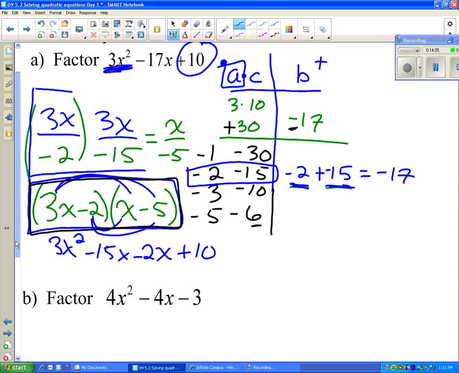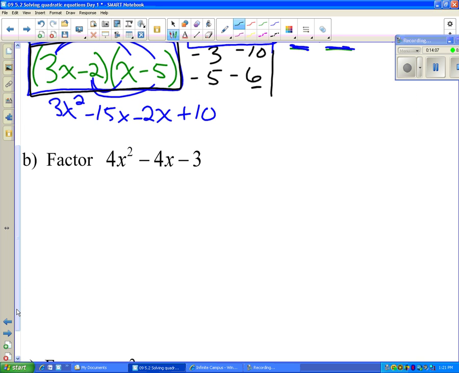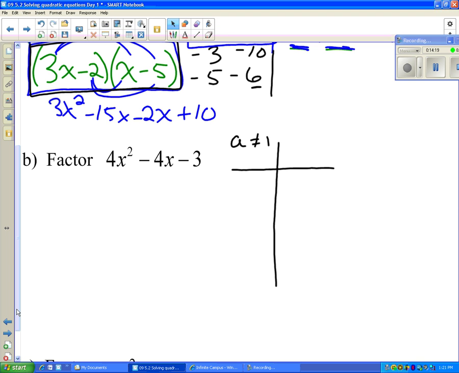Let's try a different one. I want to do the same process, the same idea. A does not equal 1, so I have to use this special method, which we call the California method. Why? I don't know, because I guess it came from California. That's what Mr. Moore told me, and what Mr. Moore says is gold. So A is not 1, so it has to be A times C, what multiplies to be A times C, and what adds to be B.